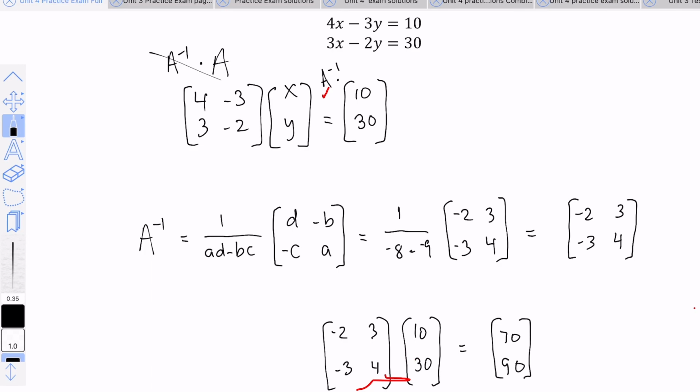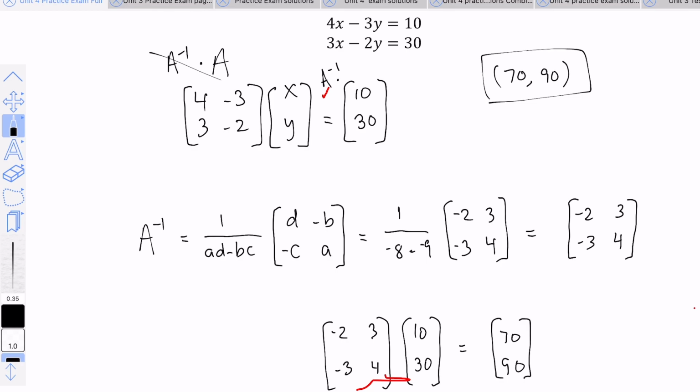And again, if there was a scalar multiplier out front, now at that point I would take it and multiply it into both of these values. But what we have here is x, y matrix is equal to 70 over 90, which means that x is equal to 70 and y is equal to 90. So the solution is 70 comma 90.